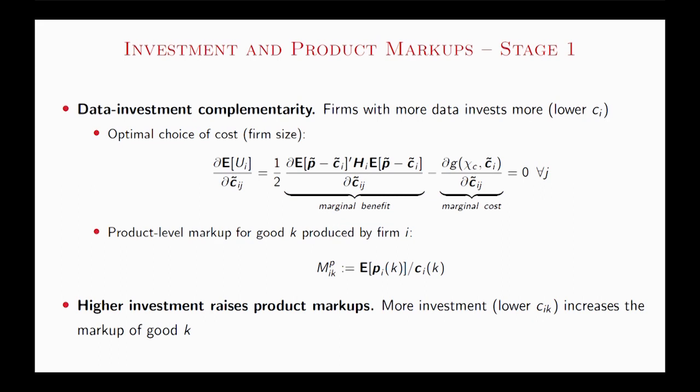Now, in stage one, I have another optimal choice by the firm, and this tells me what the optimal decision is to invest. This is going to lead firms who have more information, more precise data, to invest more in cost reduction. And there's going to be a data-investment complementarity that comes out of it. This gives us a markup that's defined as usual, the expected price over the marginal cost. So higher investment is going to raise these product markups. This is the rent extraction that I mentioned earlier.